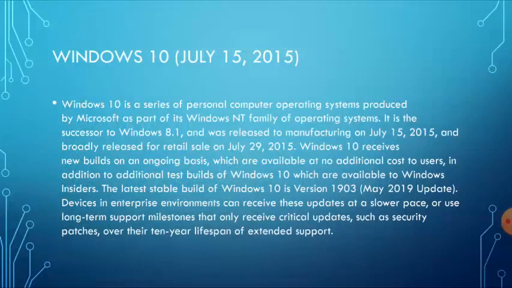Next one is Windows 10. Windows 10 released on July 15, 2015. Windows 10 is a series of personal computer operating systems produced by Microsoft as part of its Windows NT family of operating systems. It is the successor to Windows 8.1 and was released to manufacturing on July 15, 2015 and broadly released for retail sale on July 29, 2015. Windows 10 receives new builds on an ongoing basis, which are available at no additional cost to users, in addition to test builds of Windows 10.